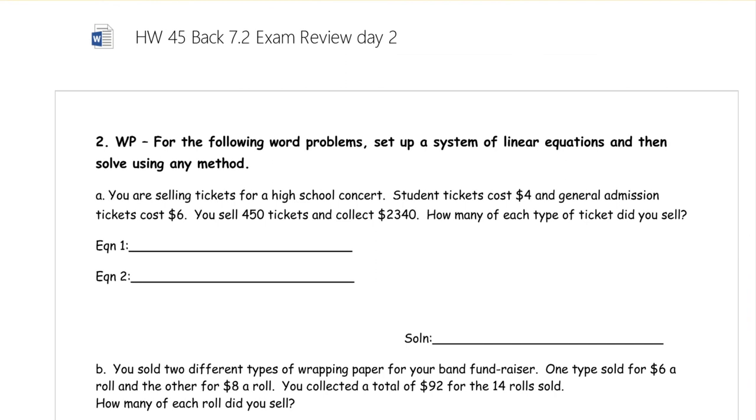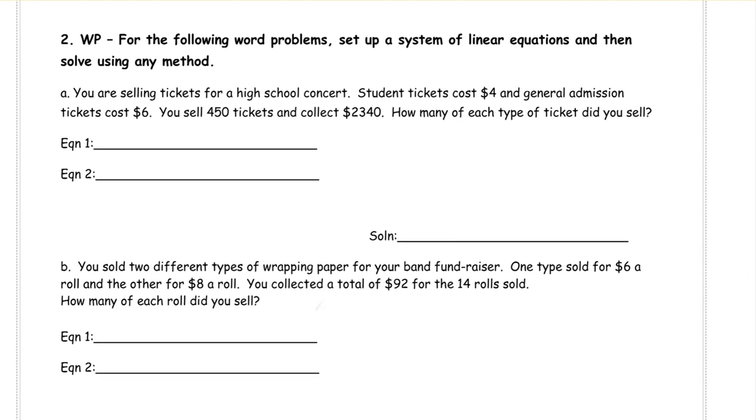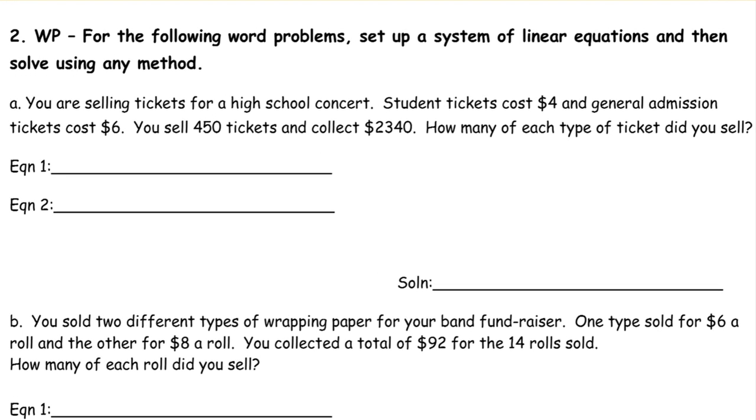Alright, word problems here. You are selling tickets for a high school concert. Student tickets cost $4 and general admission tickets cost $6. You sell 450 tickets and collect $2,340. How many of each type of ticket did you sell?